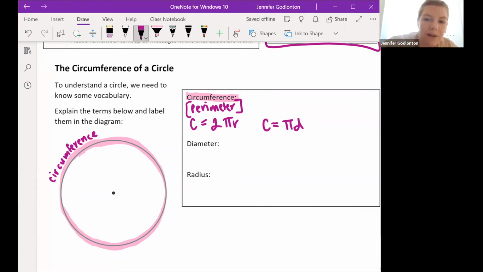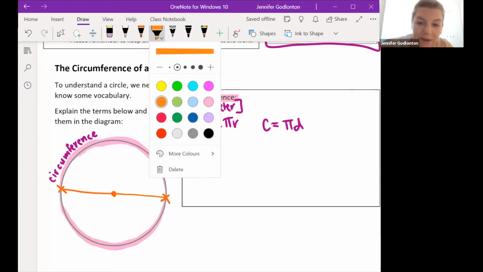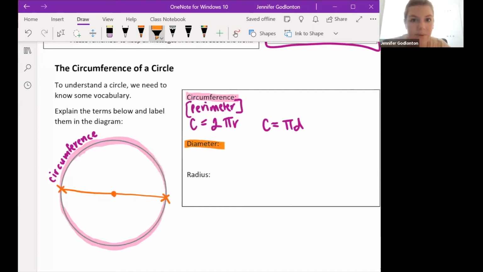When we are talking about the word diameter, a diameter is when I go from one side of the circle to the other side of the circle and I go through the center of the circle. So that is what my diameter is. My diameter goes straight across my circle. And when we're dealing with equations, the diameter is the small d. And when we're talking about circumference, it's a C, like that.